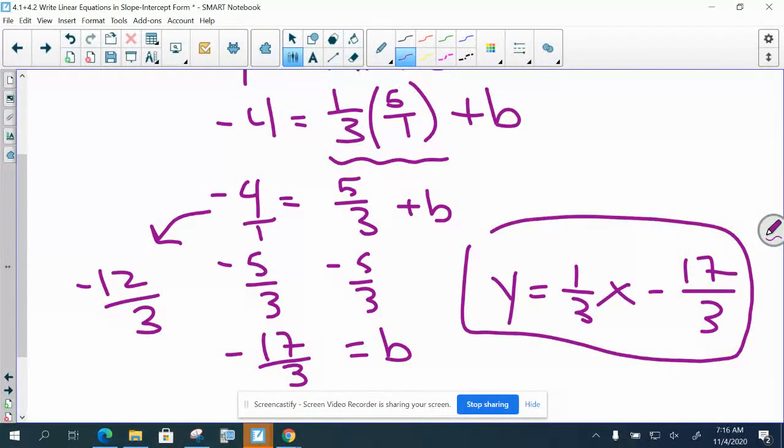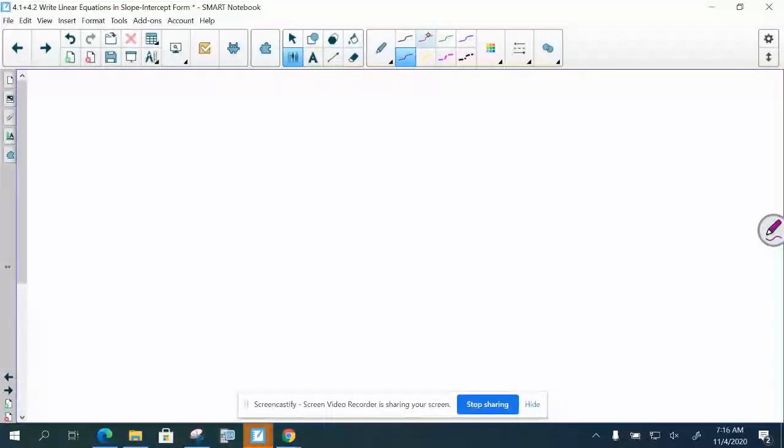As you can see, the 17/3 is not something we would be able to estimate. You could write this as a mixed number, but don't write it as a decimal because it would be a repeating decimal. So just keep it as a fraction. All right, let's try one more example like that where we plug everything in.